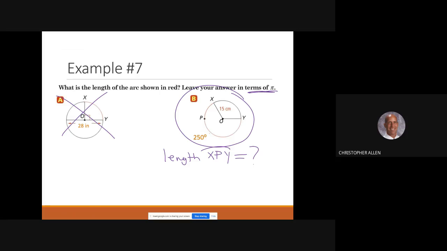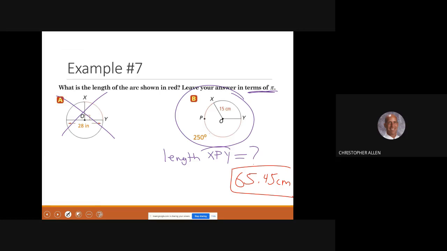Alex, you got an answer? 65.45. That's exactly what I got. You should get 65.45, and then let's go ahead and put the units on there, which is centimeters. That's exactly right, Alex. Good job.